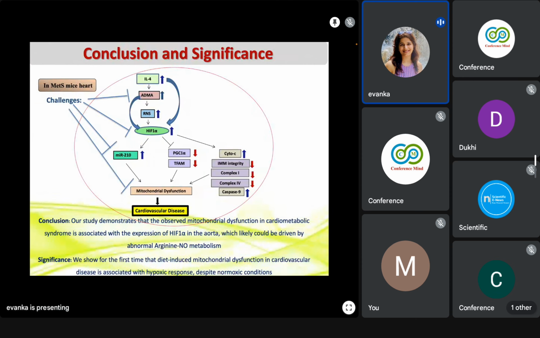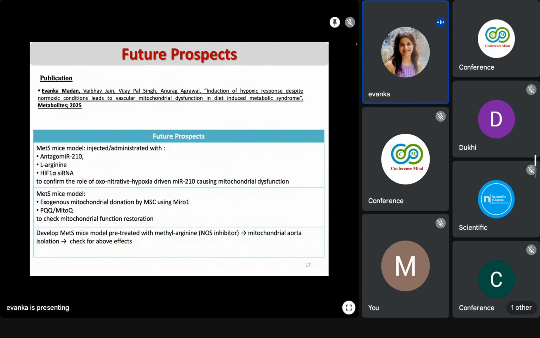they might lead to an increase in the hypoxic response, that is HIF1 alpha, leading to a decrease in the mitochondrial biogenesis proteins like PGC1 and TFAM. Along with that, we also checked the levels of the apoptotic markers, caspase 9 and cytochrome C, and found they were upregulated, with all these factors culminating in the mitochondrial dysfunction which characterizes cardiovascular disease. So this is one piece of work which we had done.